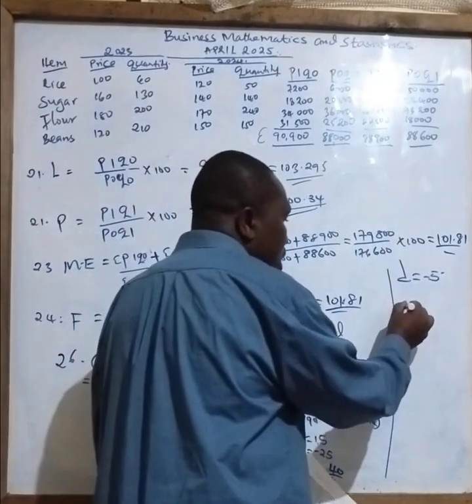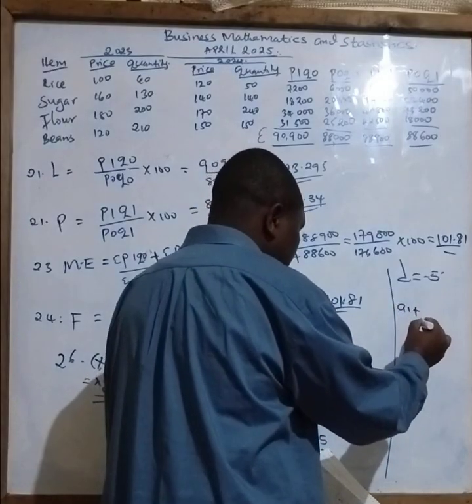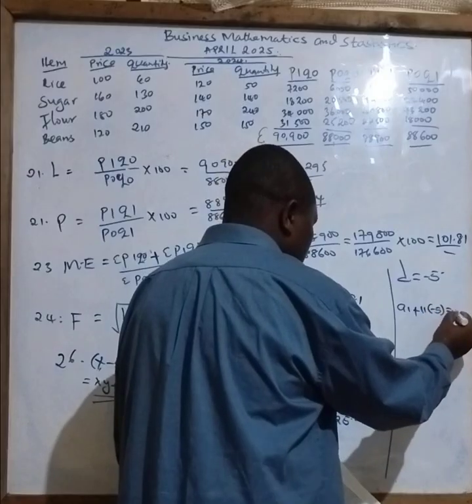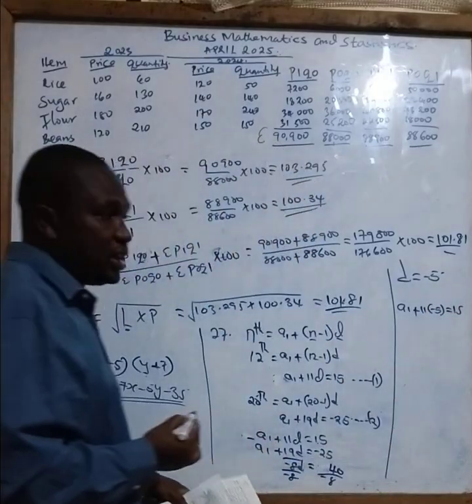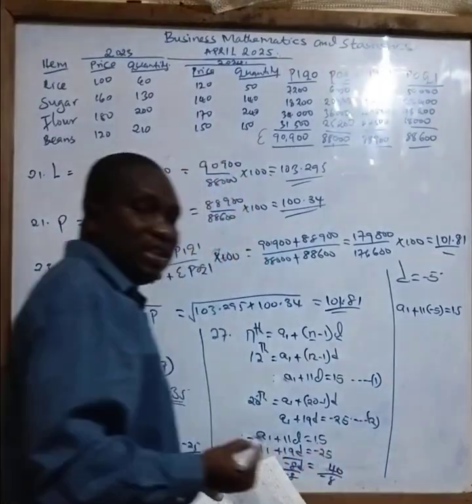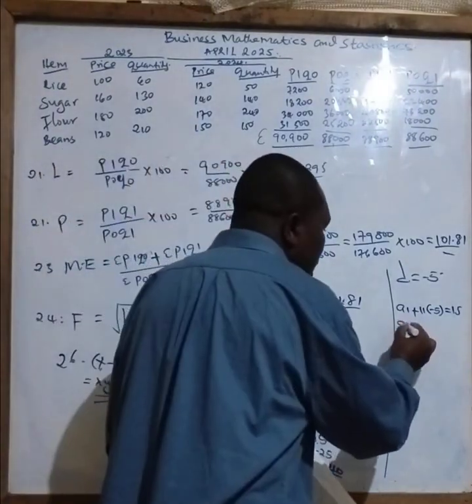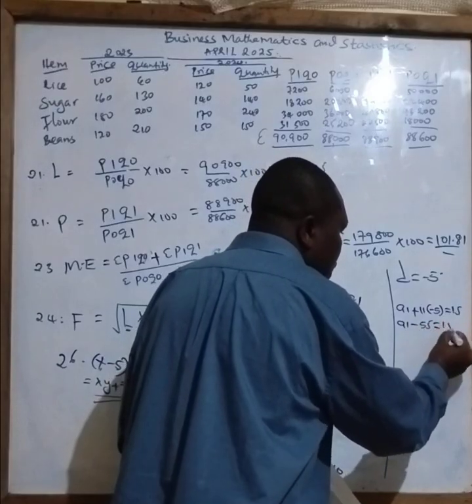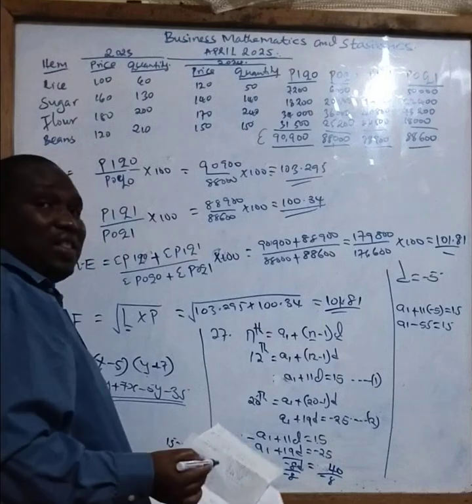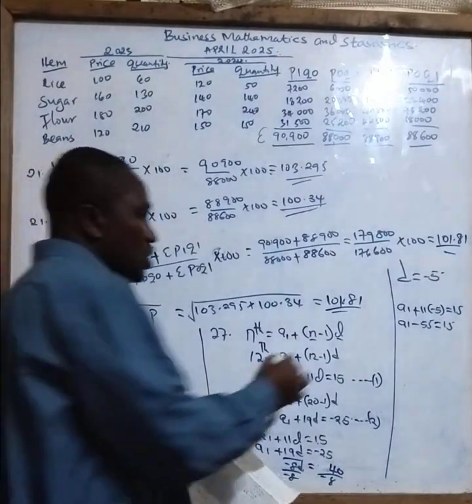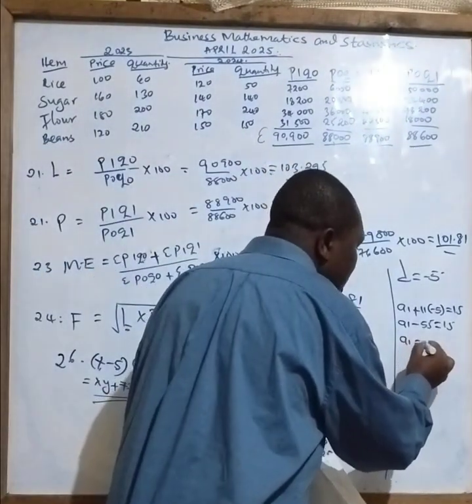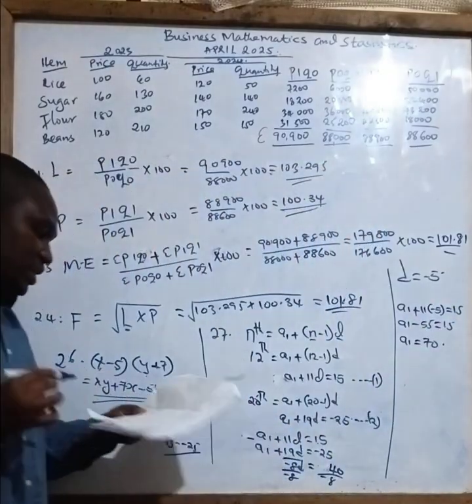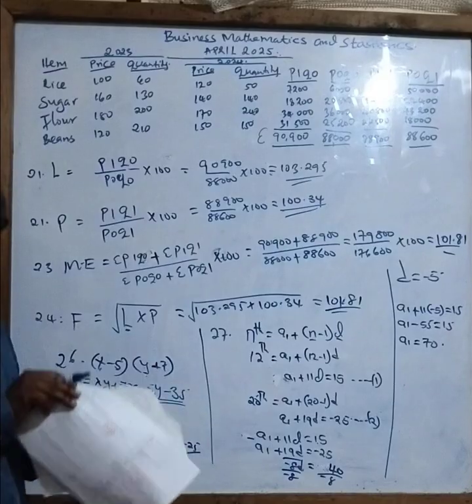So it will give me now a1 plus 11 times d, which is negative 5, equals 15. Correct? Now 11 minus negative 5 will give me what? a1 plus, minus 55 equals 15. So when 55 crosses to the other side, it becomes a plus. So therefore, our first term will give us what? 70. That is our first term, and that is exactly what the question wanted you to do.